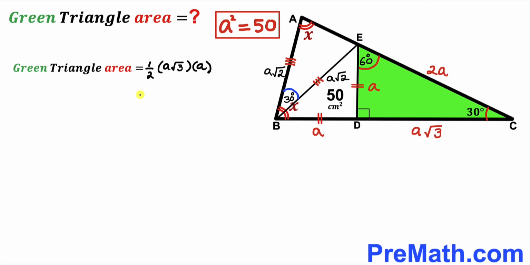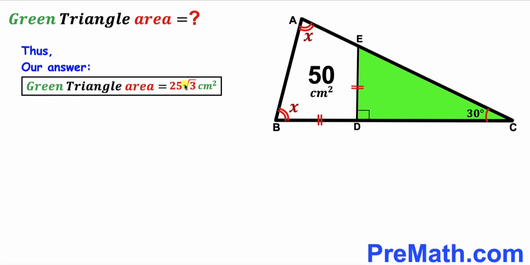And if we multiply and simplify, that is going to give us square root of 3 divided by 2 times a square. And we know our a square value is 50, so I'm going to substitute that value 50 over here. So therefore we got square root of 3 divided by 2 times 50. And if we simplify, that is going to give us simply 25 times square root of 3 centimeter square.